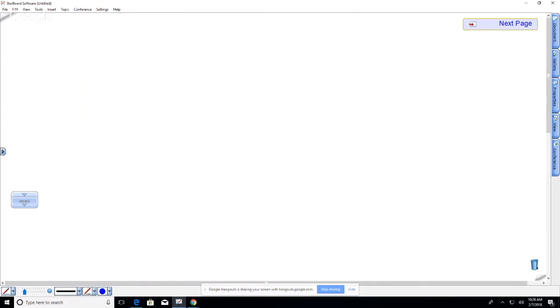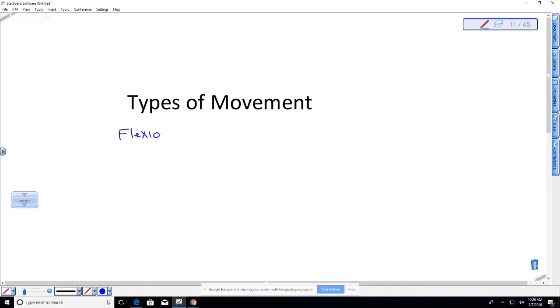Okay. So let's talk about types of movement. So we have flexion, for example, and this is where you're decreasing the angle between two bones. So I can have flexion at the elbow where I draw my lower arm up to meet my upper arm, and then notice that that is decreasing, right? Decreasing the angle between the two bones.